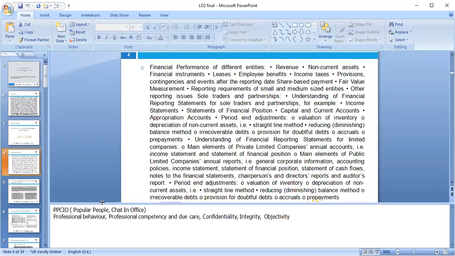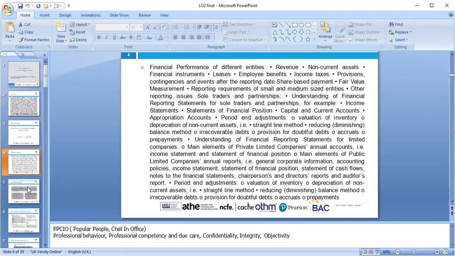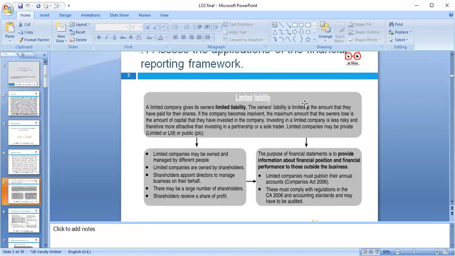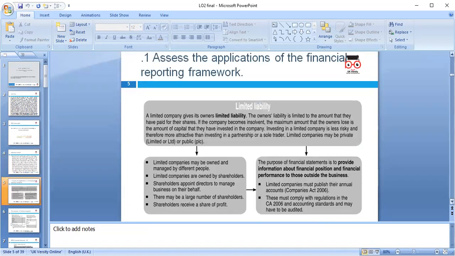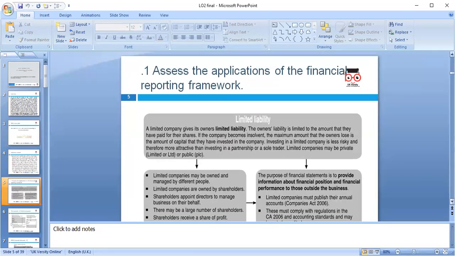So today's lesson focuses on financial performance. We look at revenue and non-current assets. We'll discuss the different elements in the financial statement. That will all be in our discussion. We have different assessment criteria: 2.1, which is to assess the application of the financial reporting framework, which we'll go through.